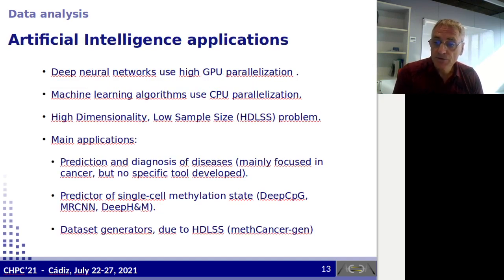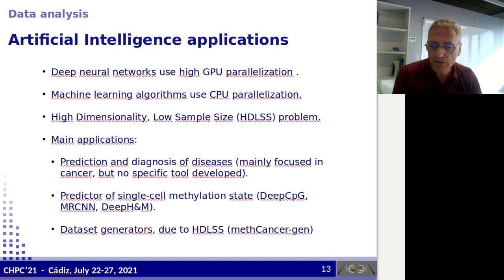A different aspect which deserves a special section is the use of artificial intelligence in methylation analysis. Deep learning has been used not only for the DMR detection explained in the previous section, but in other aspects of DNA methylation. Of course, all the proposals of using deep learning are based on the GPU, using these architectures for building the neural networks required in the artificial intelligence technique. So, we can find deep learning networks that use high GPU parallelization and machine learning algorithms that use CPU parallelization.